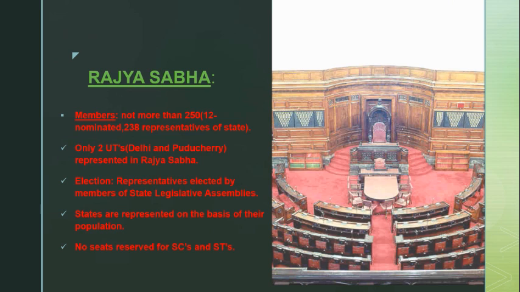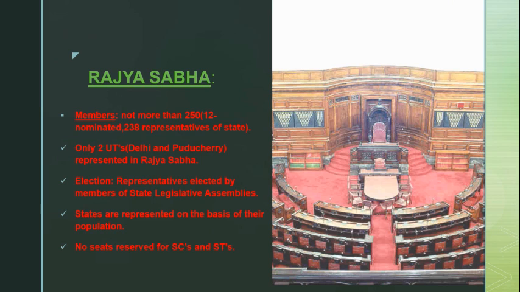The Parliament by law has provided for 233 seats for the states and the union territories. All the states and only 2 union territories, Delhi and Puducherry, are represented in the Rajya Sabha. Now, let's learn how the members of the Rajya Sabha are elected. So, the representatives of each state are elected by the elected members of the Legislative Assembly of the state in accordance with the system of proportional representation by means of the single transferable vote.